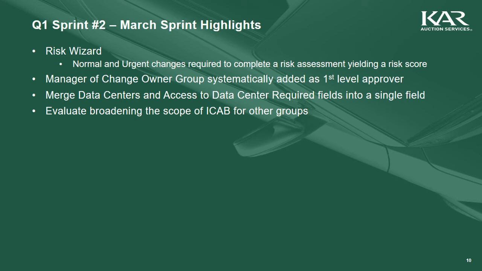So sprint number 2, which is currently slated for March, barring any other priorities that may come in, we're going to introduce a risk wizard. All normal and urgent changes will have a risk assessment they'll have to complete. It will be nothing more than a series of very short 5 questions, which will yield a risk score for your change. Second bullet there, the manager of the change owner group responsible for the change will automatically, or systematically, be added as a first level approver.